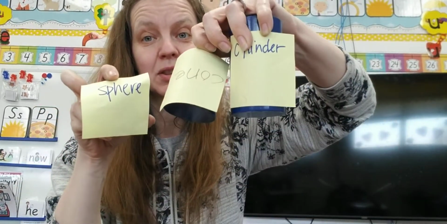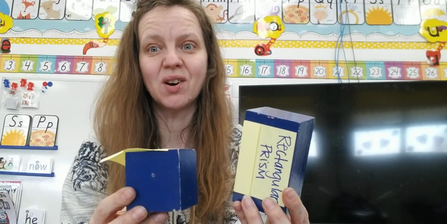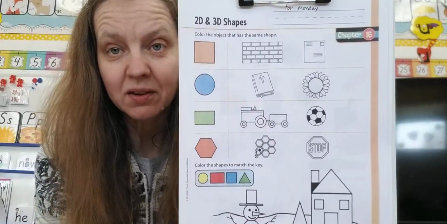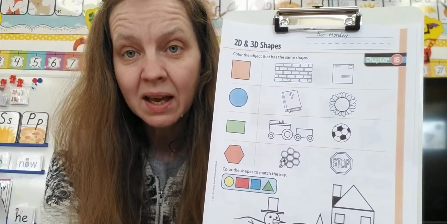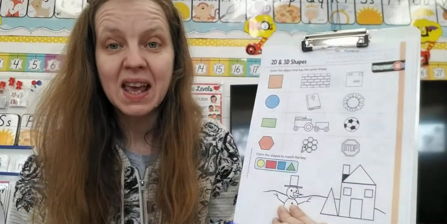Let me pick them up here. 3 shapes that can roll because they have what kind of sides? Straight or round? Round sides. And then 2 shapes that have all straight sides and they don't roll. All right, we're going to talk a lot more about those shapes this week and how we can classify them. But right now, let's go ahead and do our paper together. So get out your paper that looks like this, and we're going to look and see which ones have the same shape.